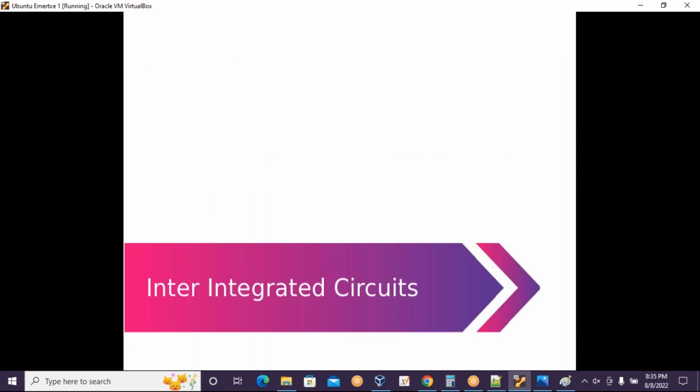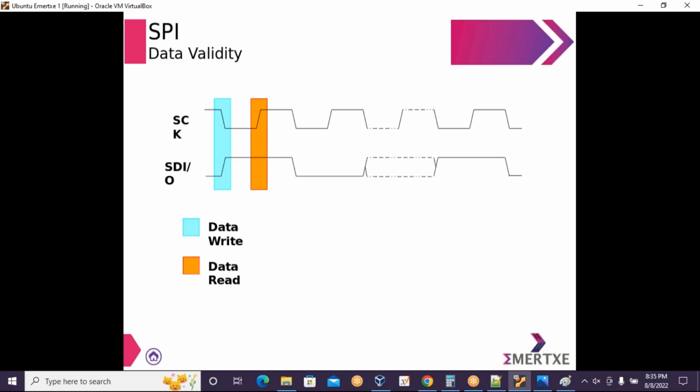The next we have is the I2C protocol, which is the inter-integrated circuits protocol, which we are going to discuss in tomorrow's class. Are you people clear with the SPI protocol?